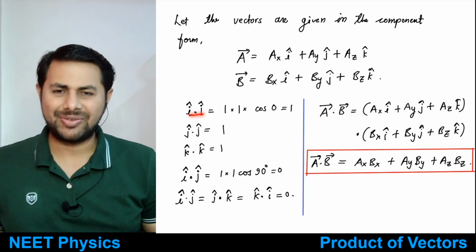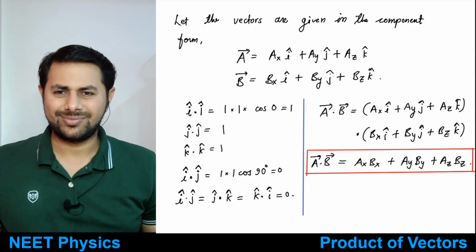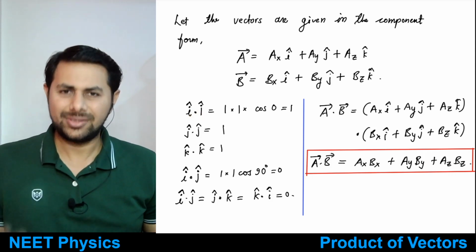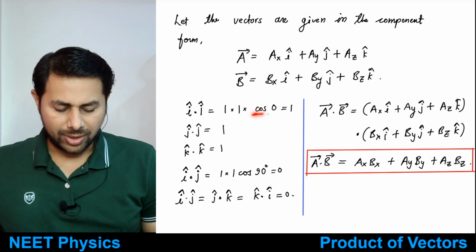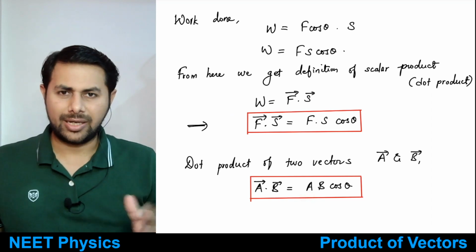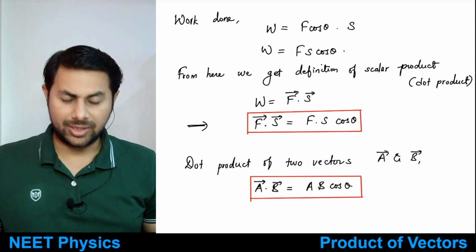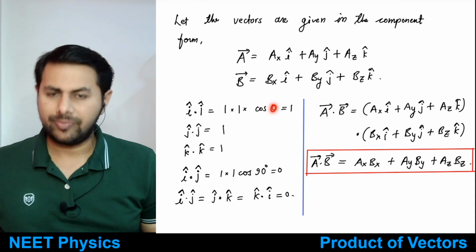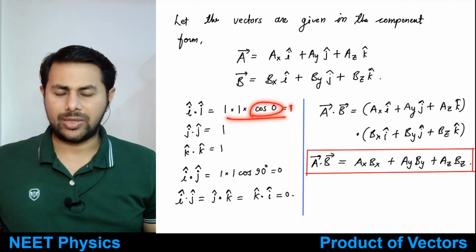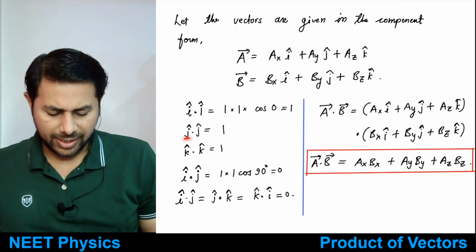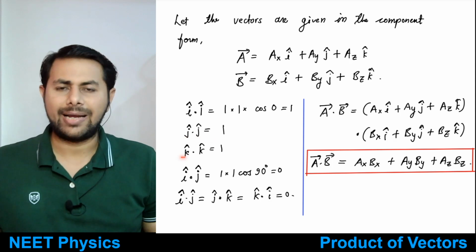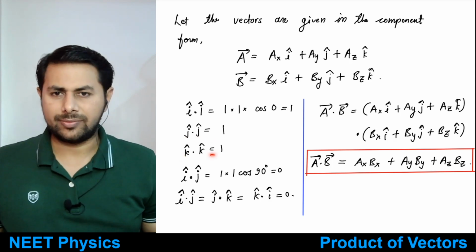And what's the angle between I cap and I cap? It's the same vector, right? That means the angle is 0. So you have cos of 0, right? This is the definition of scalar product, A B cos theta. So theta is equal to 0 here. Cos 0 is 1 and therefore the result is equal to 1. Similarly, you have J cap dot J cap equal to 1. Similarly, K cap dot K cap is also equal to 1.